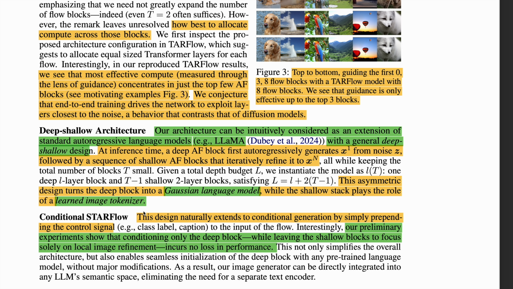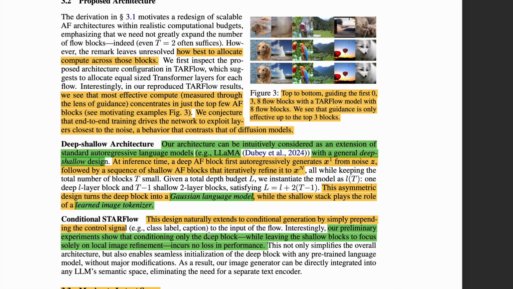They also say that they could design conditional models. The preliminary experiments show that you can condition only the deep blocks, so the blocks closest to the noise, and then the last blocks that generate the final details don't need to be conditioned. They can just refine the image as an unconditional task. And they only condition the deep blocks.